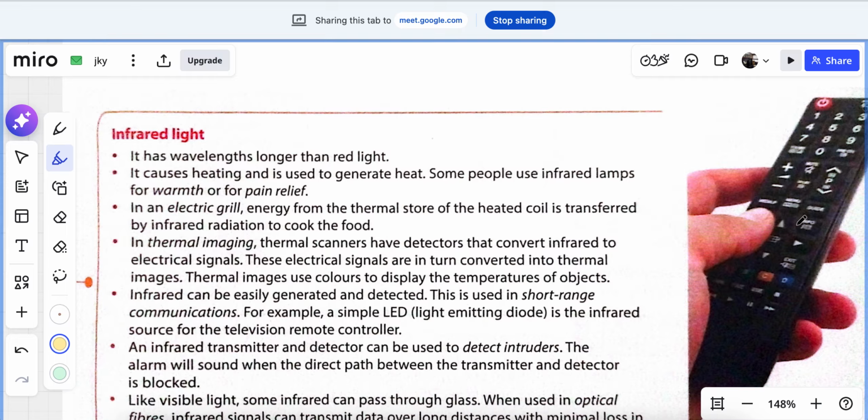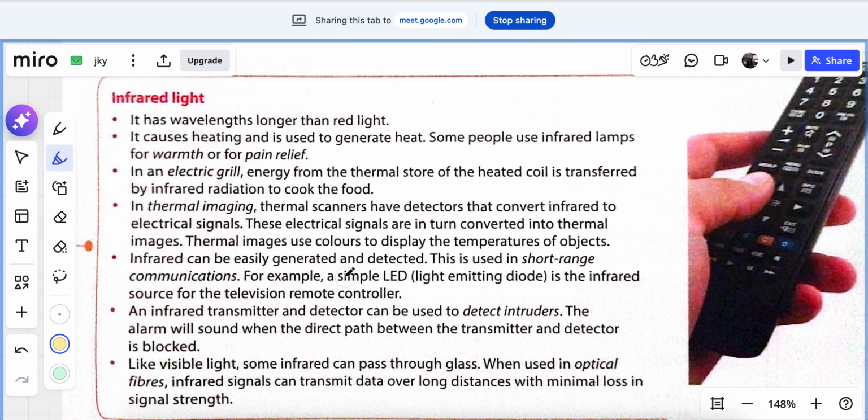The red light that you shine from the remote control to your TV to control your TV is called infrared light. We say it's used in remote controls and other LED communication devices.